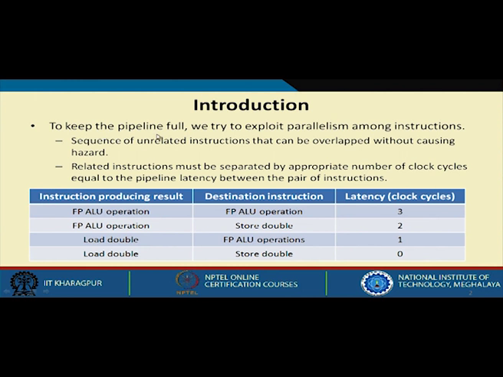Our objective is to keep the pipeline full, to reduce the number of stall cycles as much as possible. For that purpose, we will have to exploit parallelism among instructions. What do we really mean by parallelism? If there is no parallelism, instructions are executed in sequence in a particular order. The second instruction depends on the first, the third on the second, the fourth on the third. There is no parallelism. But if the instructions are independent, then we can run them in parallel. That means we can even exchange their order. Of two instructions, I can bring one before and the other later.